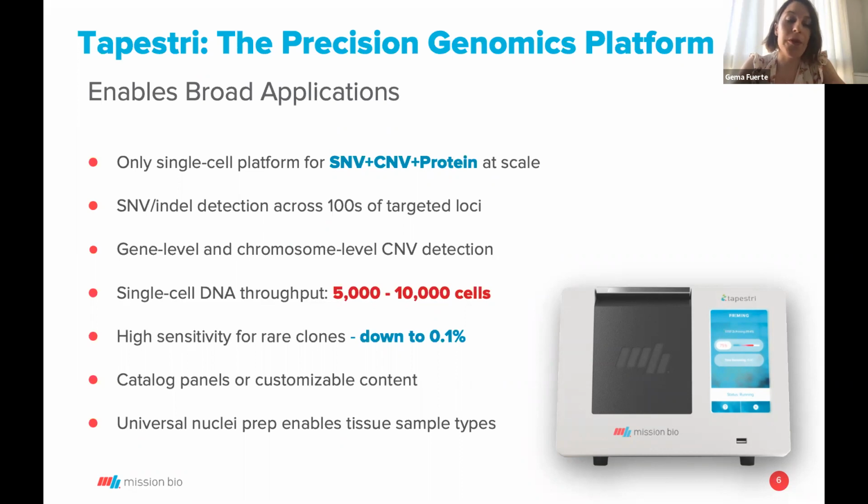What is the cell throughput? The cell throughput is around 5,000 to 10,000 for DNA only. And as you add analytes such as protein, we see anywhere between 2,000 to 10,000 cells. That's the output. And you might be wondering, what is the input? The recommended input is 100,000 cells. So from 100,000 cells, you get 5 to 10,000 cells out.